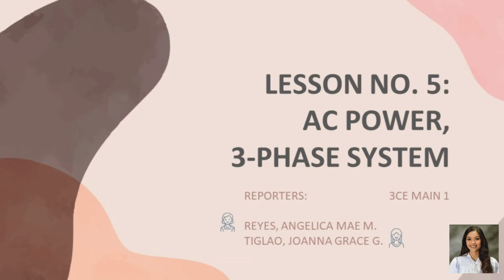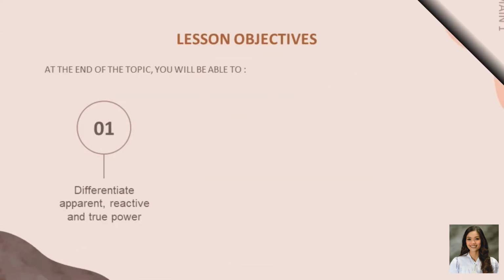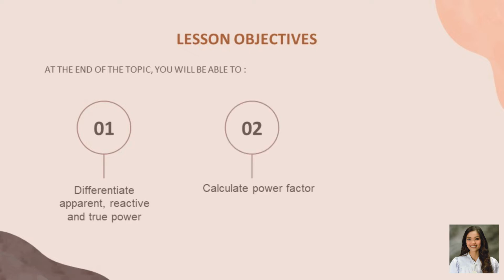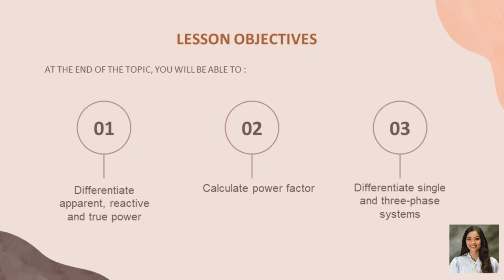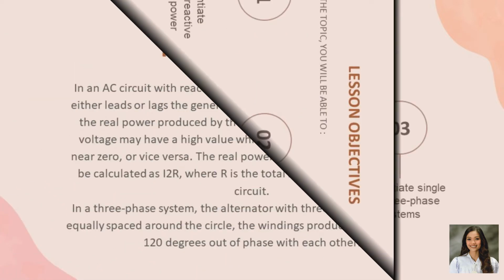First, let's go on to our lesson objectives. At the end of the topic, you will be able to, first, differentiate apparent, reactive, and true power. Second, calculate power factor. Third, differentiate single and three-phase system.